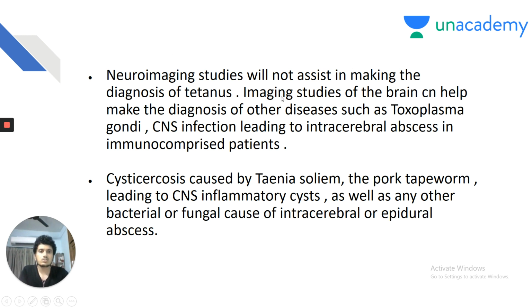Neuroimaging studies will not assist in making the diagnosis of tetanus. Imaging studies of the brain can help in making the diagnosis of other clinical diseases like Toxoplasma gondii, a CNS infection leading to intracerebral abscess in immunocompromised patients. So, Toxoplasma gondii shows classical ring-enhancing lesions in a patient with HIV with CD4 count less than 200. Less than 200, this was an important question.